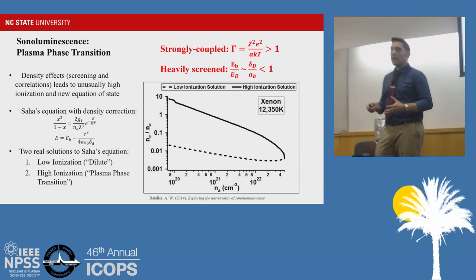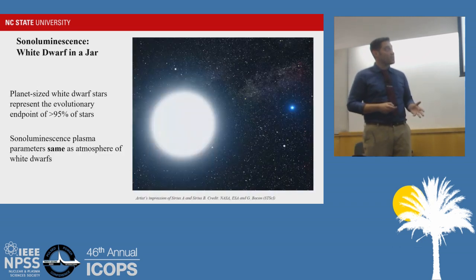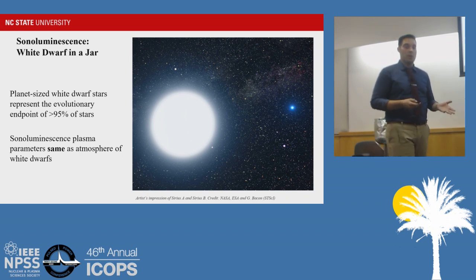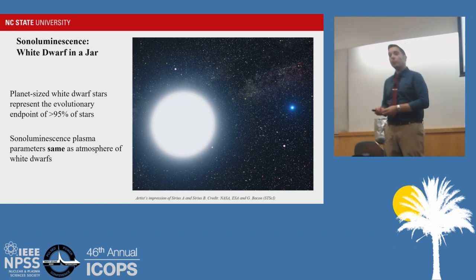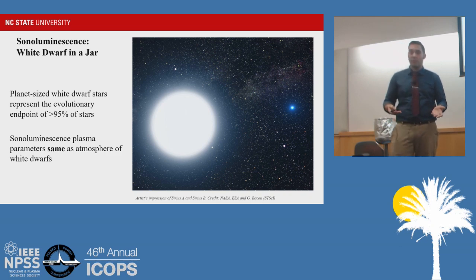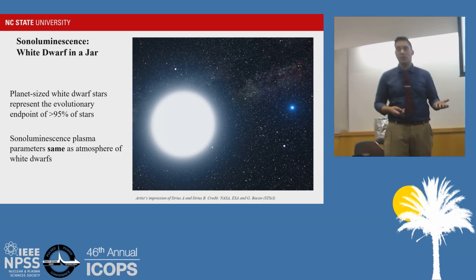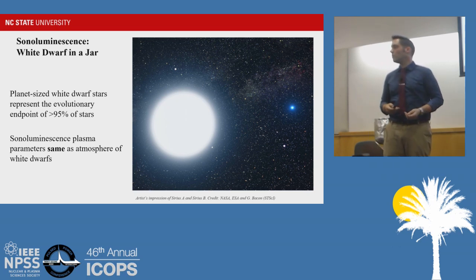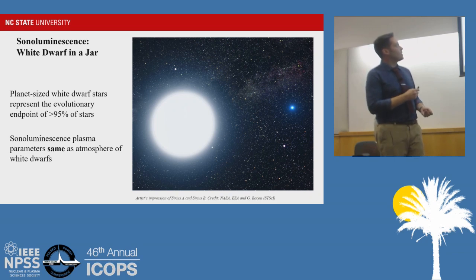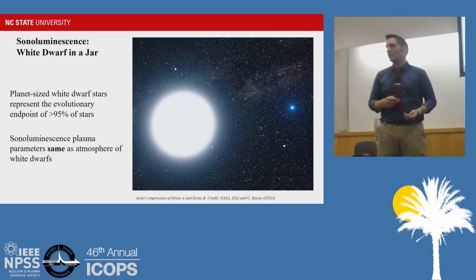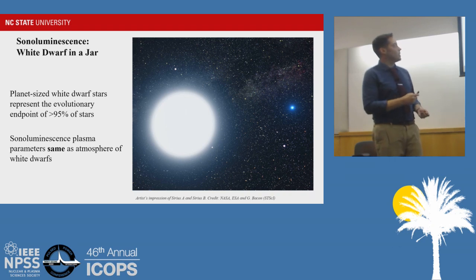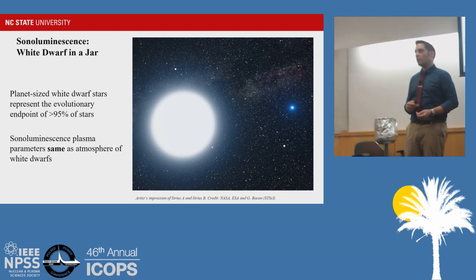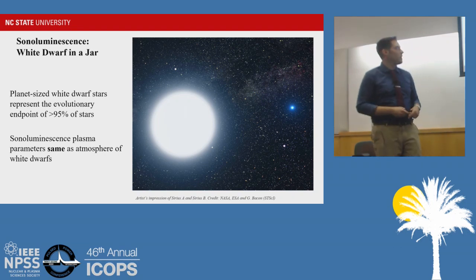This new phase is highly ionized, and because it's a new phase of plasma, we should be able to see it anywhere in any other system as long as we reproduce the same temperatures and densities. We should see the same effect. It shouldn't be sonoluminescence-specific. So looking through the literature, I tried to figure out, does this exist elsewhere in the universe? And one of the places it does is on the surfaces of white dwarf stars, which represent over 95% of the endpoints of the stars in the universe, including our own. Our own star will become a white dwarf. And the sonoluminescent plasma has the exact same parameters as the atmosphere of a white dwarf.